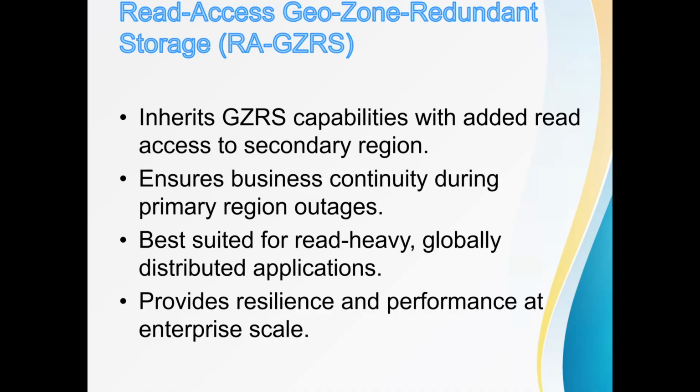It ensures better business continuity during primary region outages because it will allow us to have read access on the secondary region. Next, it says it is best suited for read-heavy, globally distributed applications. For most modern applications and microservices-based distributed applications, we can have this RAGZRS, which will be more beneficial. It also provides resilience and performance at enterprise scale.